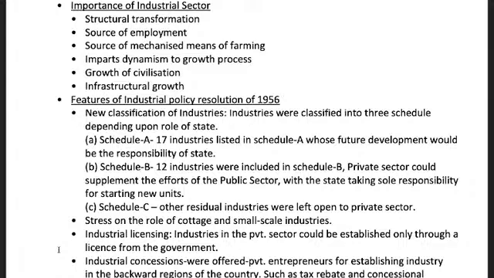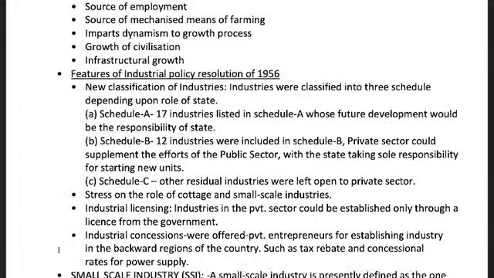Industrial licensing. Industries in the private sector could be established only through a license from the government. Industrial concerns were offered to private entrepreneurs for establishing industry in the backward regions of the country, with incentives such as tax rebate and concessional rates for power supply.